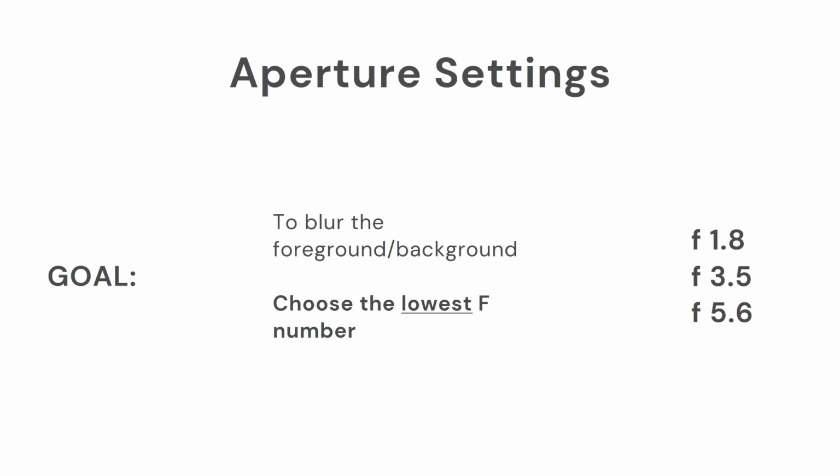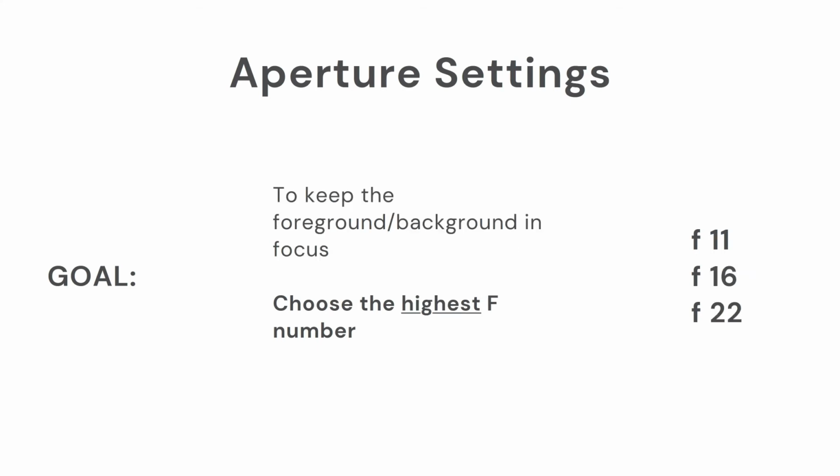So some specialty lenses will let you do f1.8, but for most of your lenses, it's going to be something like f3.5 or f5.6. There is more to achieving the out of focus background, and you can see the other cheat sheet for that.